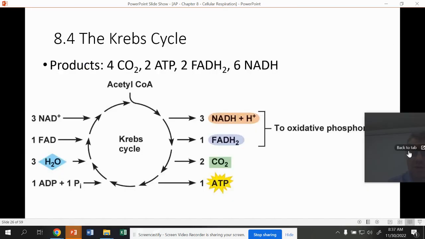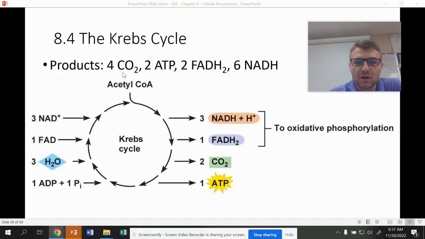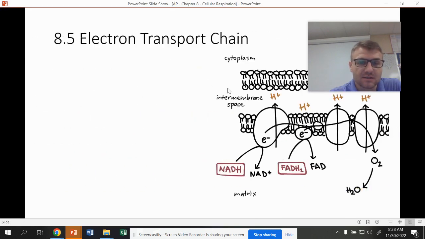All right, moving on. So our products here: we produce 4 CO2, 2 ATP, 2 FADH2, and 6 NADH. And you might think, hey, why are we doubling everything? Remember, this turns twice, so we have to double everything for this process. All right, this is the end of 8.4.